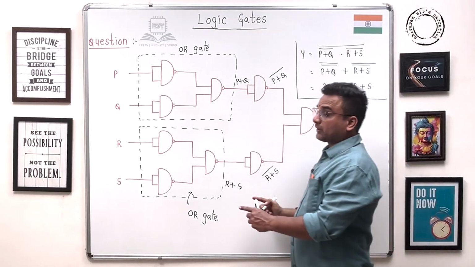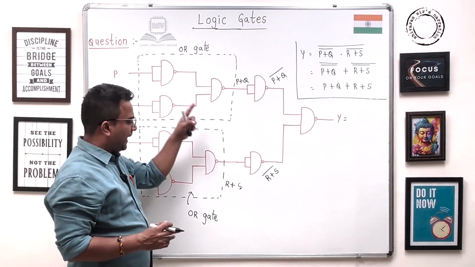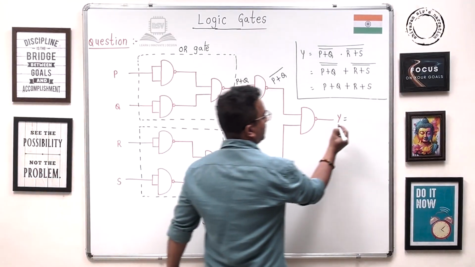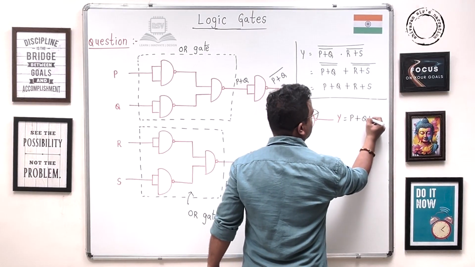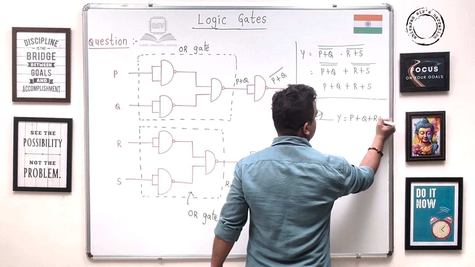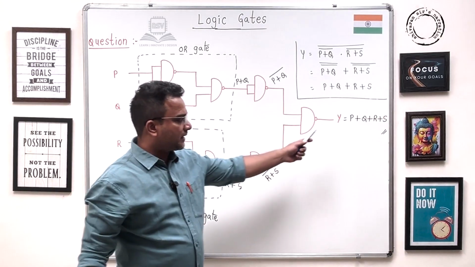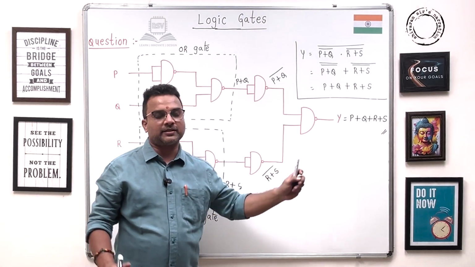Hence guys, for this given design, which is only in terms of NAND gates, the output simplified expression is here P plus Q plus R plus S. Simply it is like logical addition of every input. That is P plus Q plus R plus S.